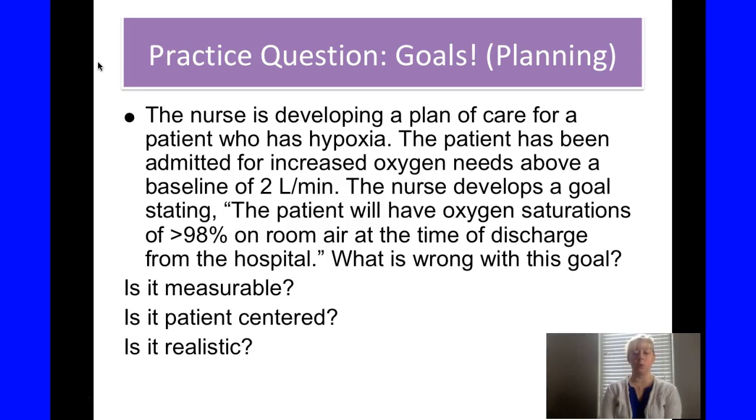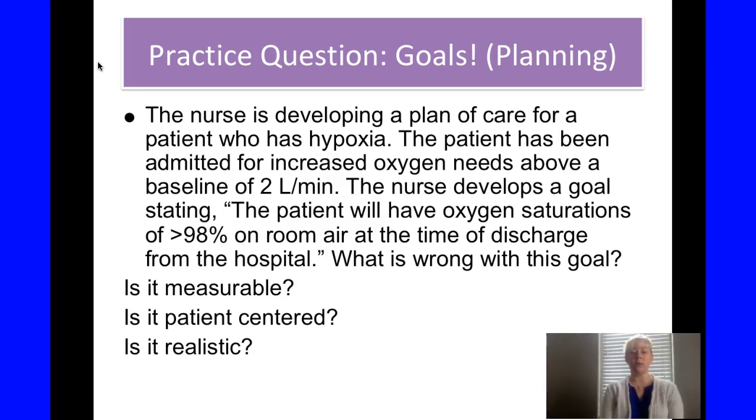What is wrong with this goal? So remember, our goals need to be realistic, measurable, centered, comprehensive, detailed. So let's look at this. Is it measurable? Meaning, is there any specific numbers in there, or by this day, or in 2 weeks, or by Monday, which is 3 days from now? The patient will have oxygen saturation greater than 98%. So it seems like it's measurable. We have the greater than 98%. That's specific. It's not saying the patient will have increased oxygen levels by the time of discharge. That would not be measurable. Okay, so we have that.